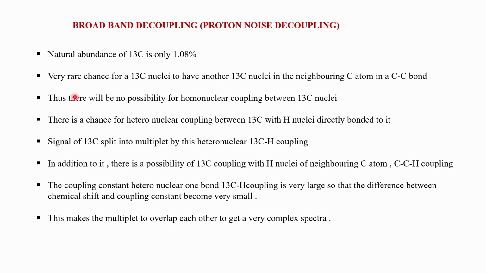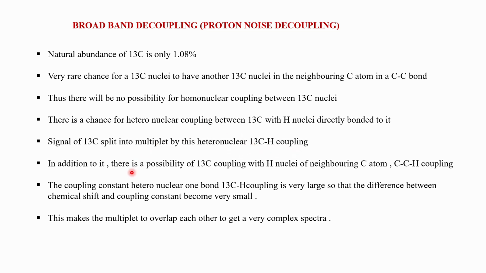Okay, but there is a chance for heteronuclear coupling between carbon-13 and a hydrogen nucleus directly bonded to it, that is C-H coupling, C single bond H coupling. The signal of carbon-13 thus splits into a multiplet by this heteronuclear carbon-13 hydrogen nuclei coupling, that is C-H coupling.